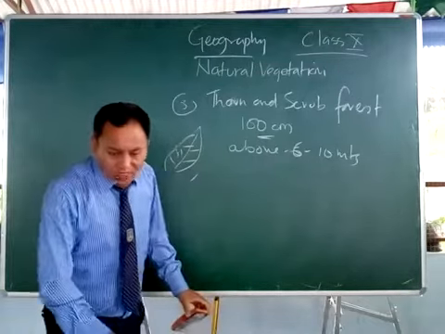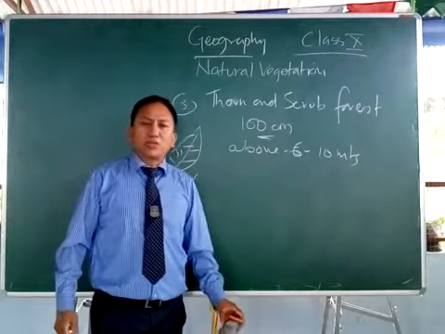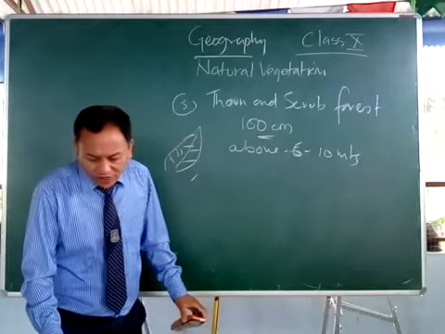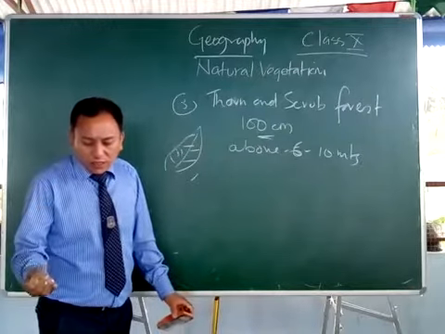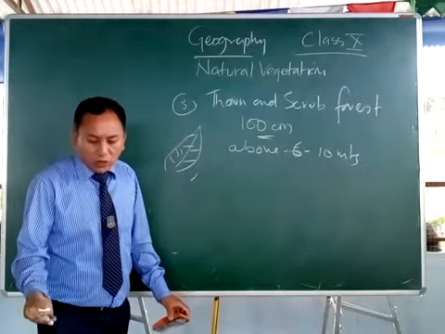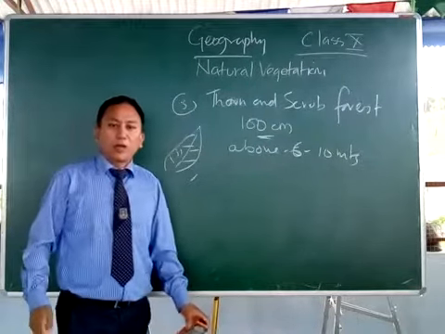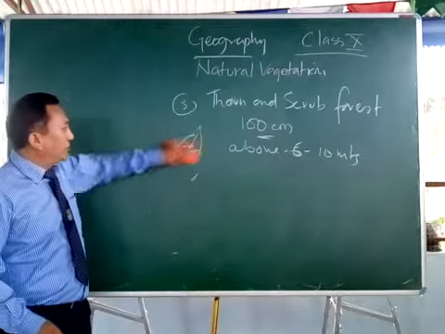Okay, now let's see the trees that are found there. If you see the vegetation, it mostly consists of thorny bushes. I told you, acacia, babul, kikar, and khajuri. Now, where are they found? They are found in Rajasthan.